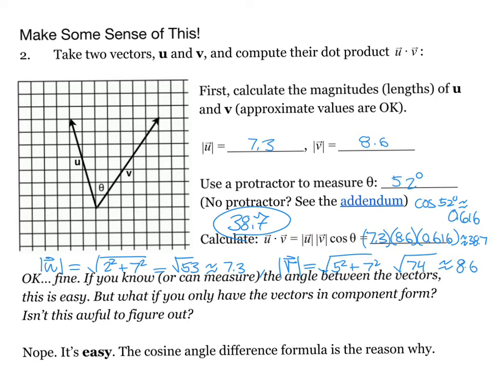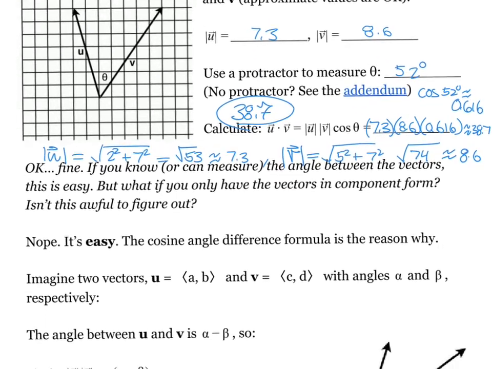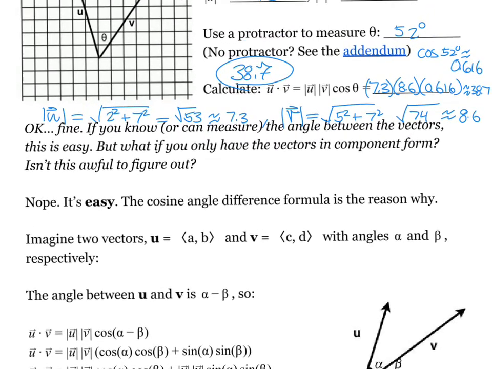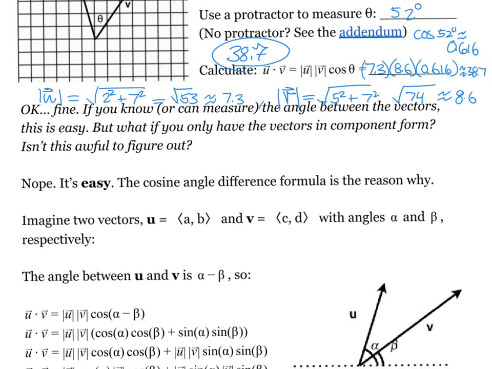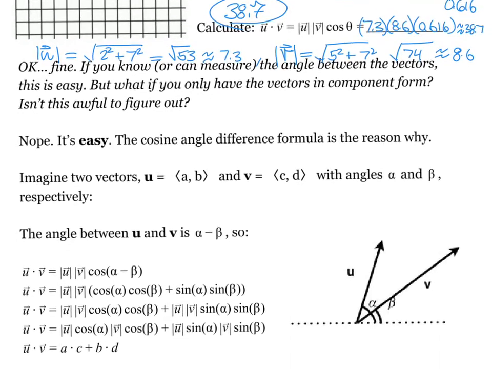All right. Now, that's nice if you've got the vectors drawn out and you can actually literally measure the angle. But what if you really only had the vectors in component form and you didn't want to go to the trouble, or suppose it was really grossly inconvenient to graph the vectors on a piece of paper so you could measure their angle? Is there another way that you can do this? And actually the answer is yeah.